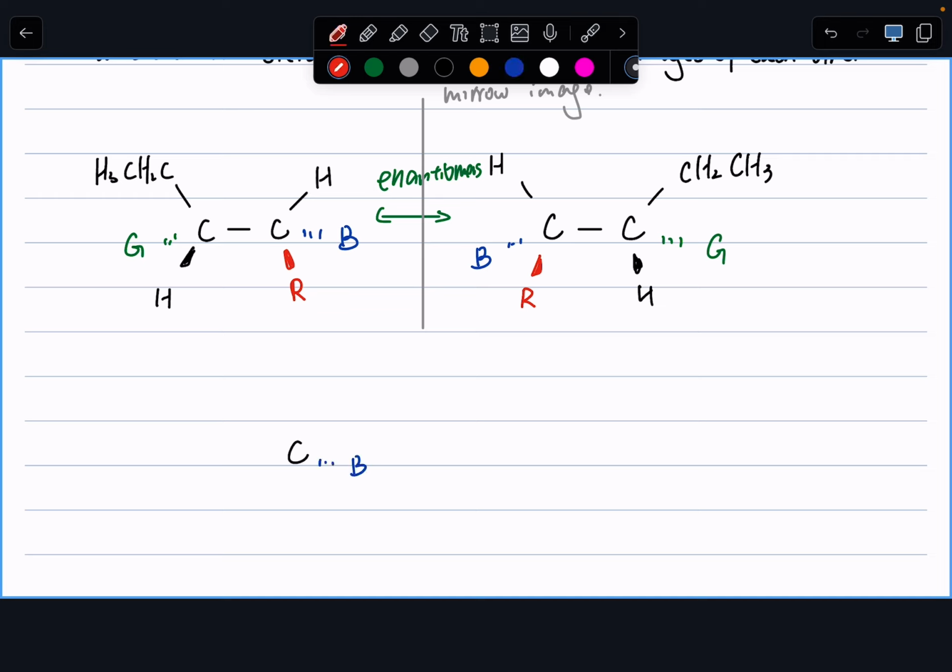We have a blue one, the red one, and then the hydrogen. And then on the carbon, we have a methyl group. And then the green one pointing out, and the hydrogen dashed in.